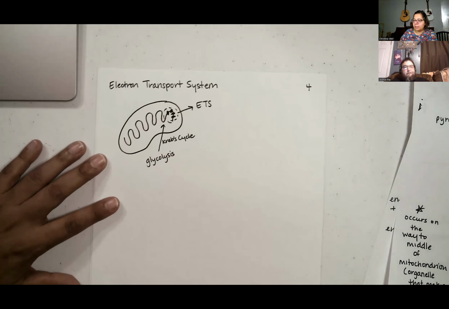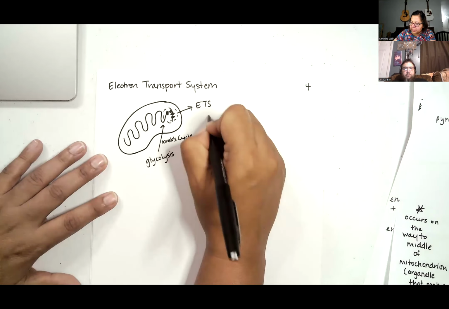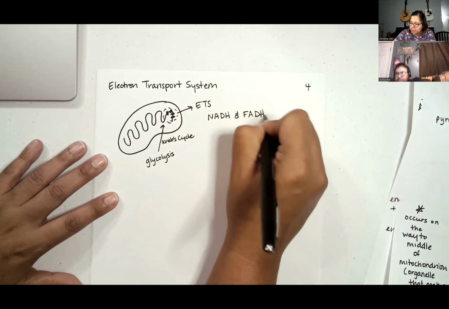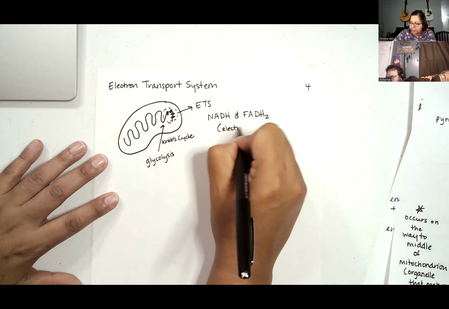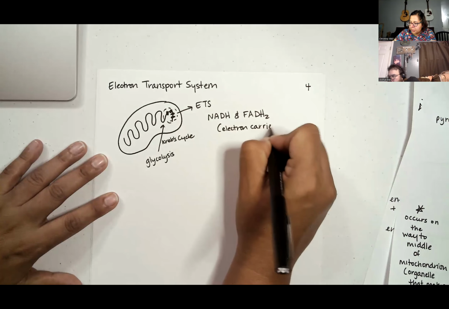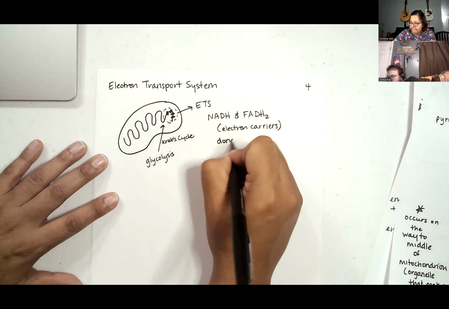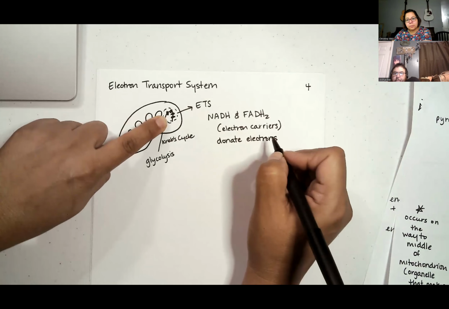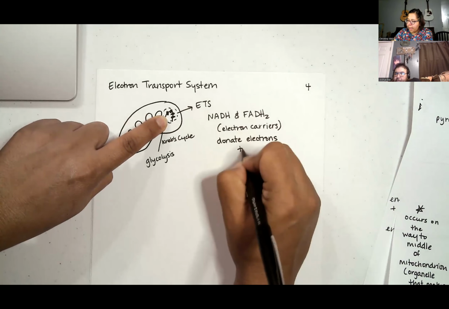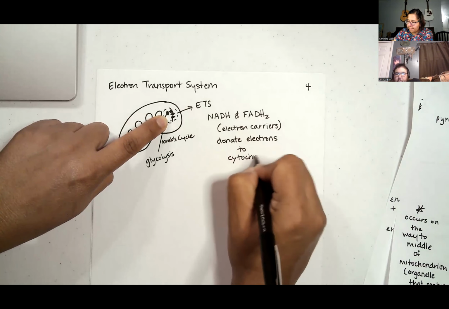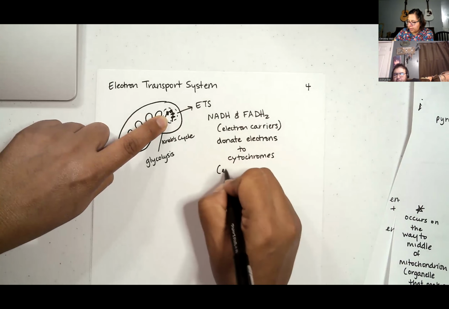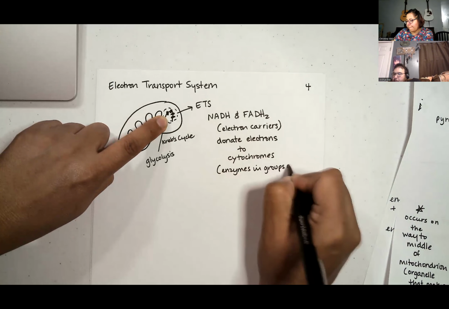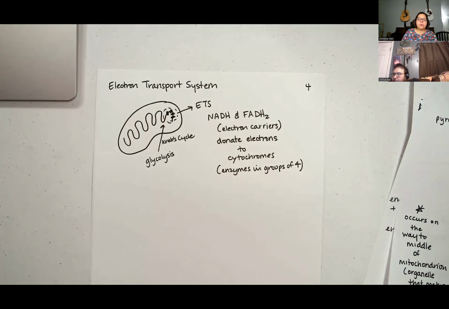So once our products get here to the electron transport system, we have NADH and FADH2. These guys are, again, electron carriers. They're going to donate their electrons to these enzymes that come out in a group of 4, and those are called cytochromes. These are enzymes in groups of 4 that live on that inner membrane.